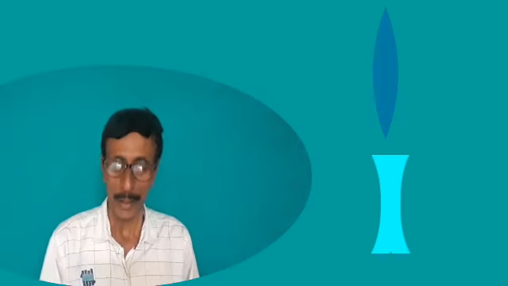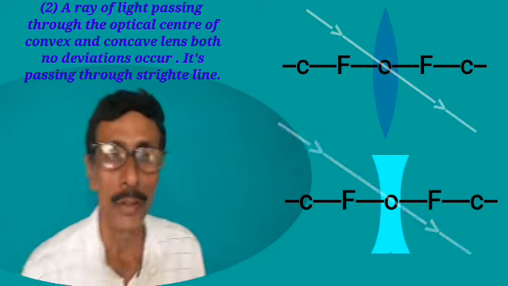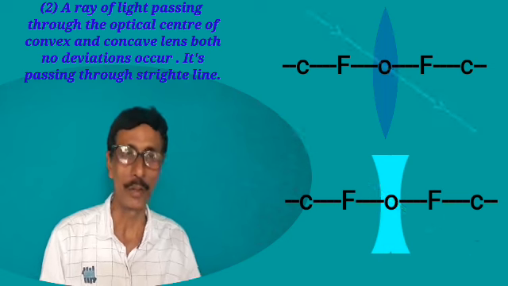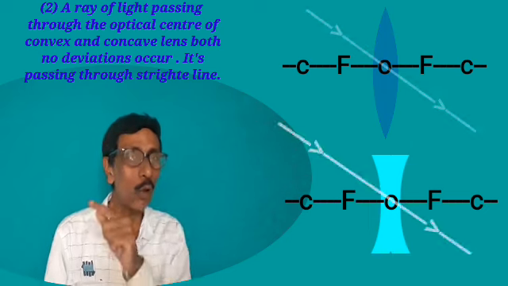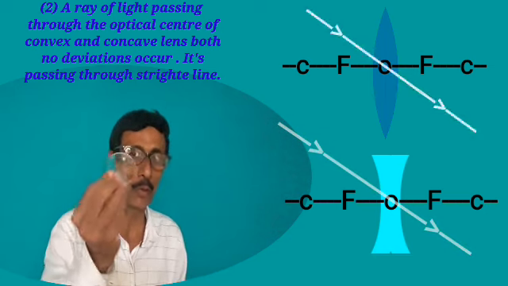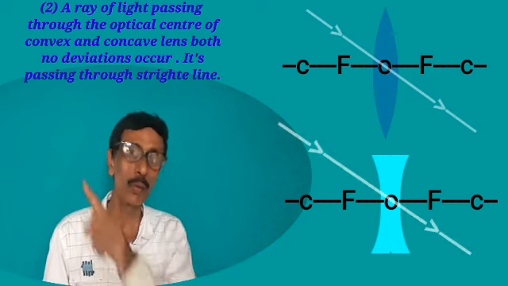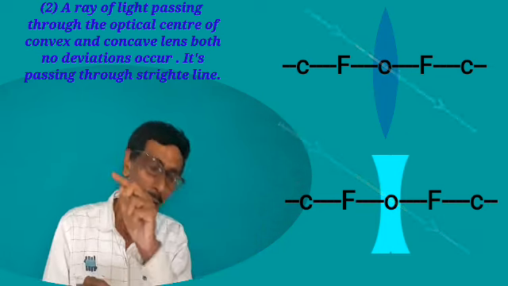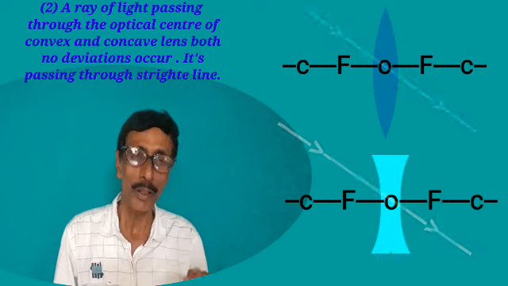Again, you need to know that for a ray of light passing through the optical center of the convex as well as the concave lens, no deviation occurs. It passes through in a straight line. In this lens that you have seen, the rays are passing through the optical center. Therefore, no deviation of rays occurs. You need to know these rules to understand image formation on convex and concave lenses. This is an important rule of convex and concave lenses.